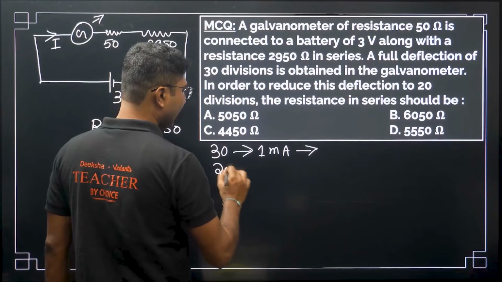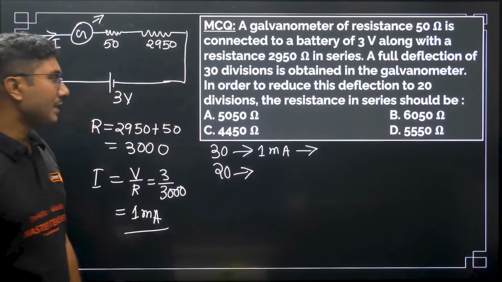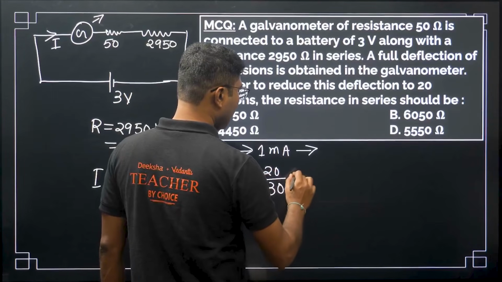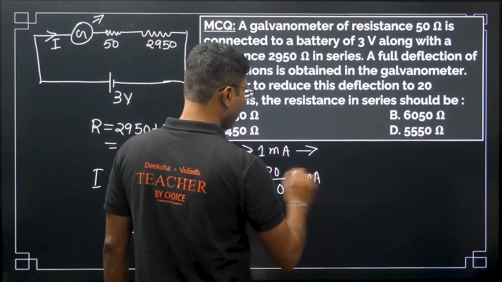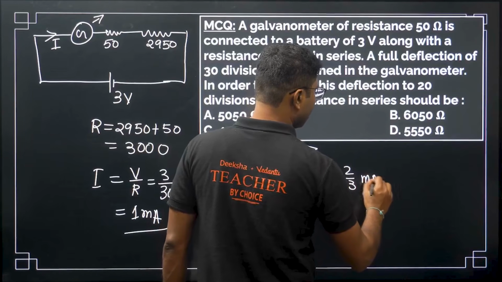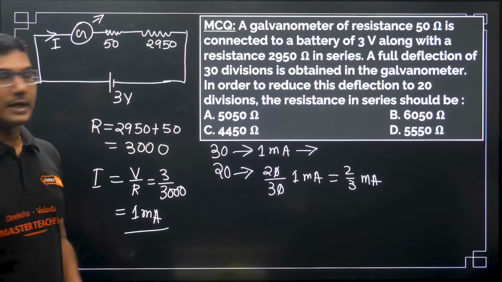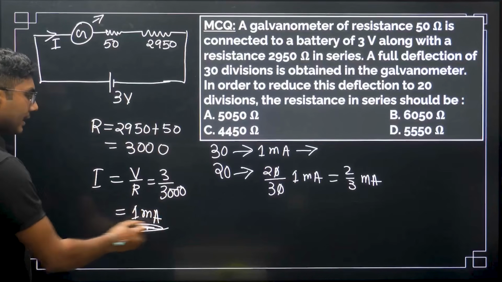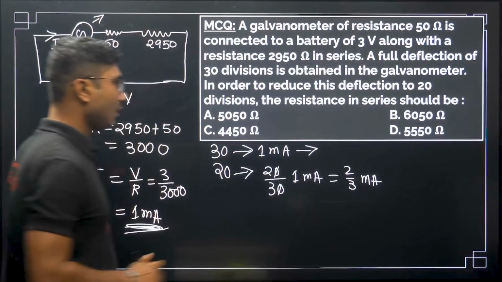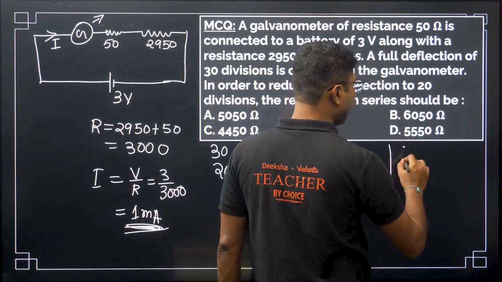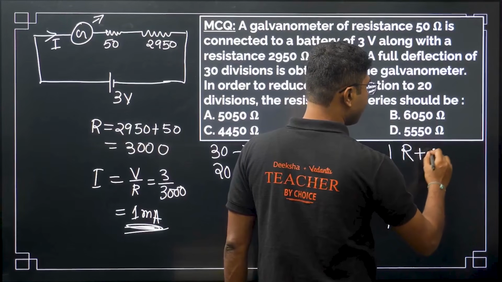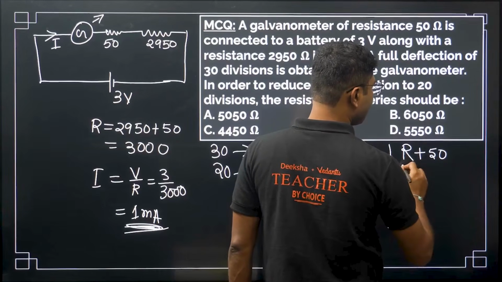So how much current will give 20 deflection? That is the main question. So 20 deflection we will get by 20 by 30 into 1 milliampere, that is 2/3 milliampere, unitary method, right? So we have to reduce this current to 2/3 milliampere by applying a new value of resistance. Say the new resistance we have added is R. So what is the total resistance now? R plus 50 is the total resistance now.